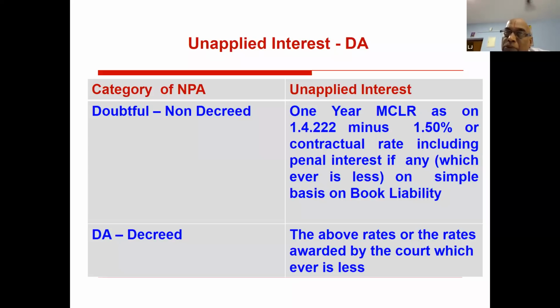As and when the account becomes very, very old, we are more liberal towards our OTS because the opportunity cost is better for the bank. So 1 year MCLR minus 1.50. So there, 1 year MCLR plus 1.25 for substandard non-decreed. If it is a doubtful decreed, either this rate or the rate offered by the court, whichever is less.